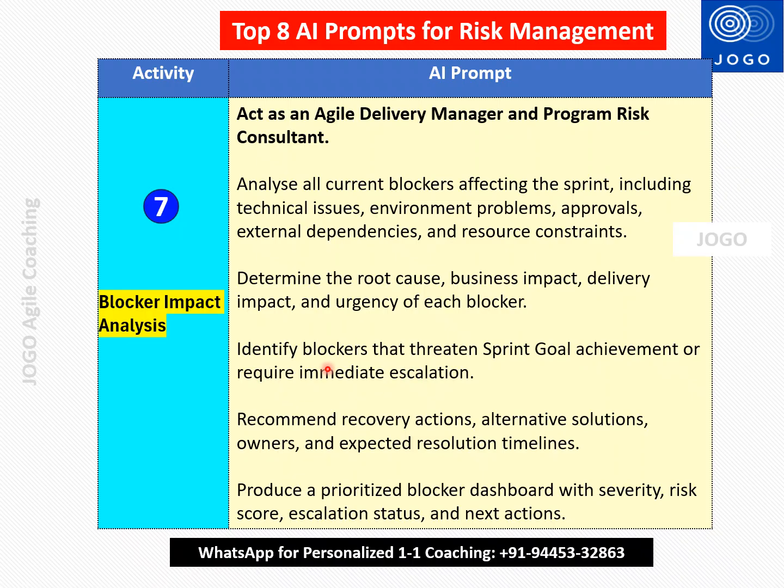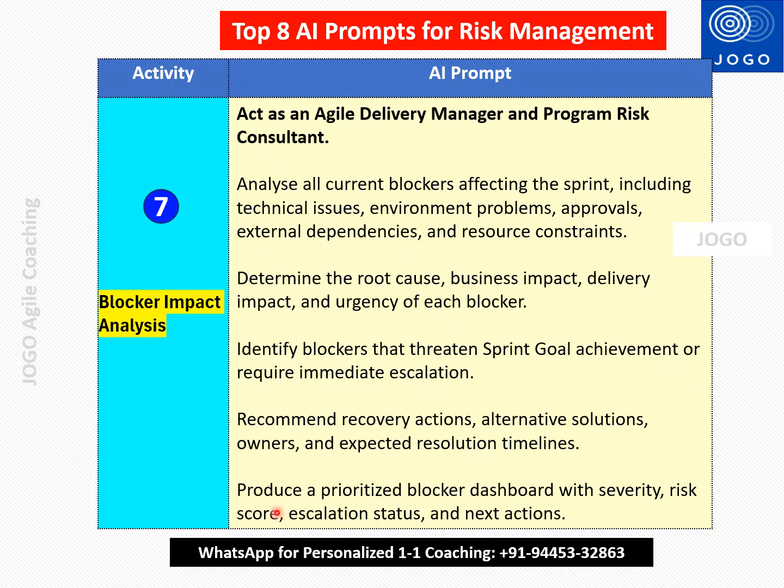Identify the blockers that threaten sprint goal achievement or require immediate escalation. So now AI will identify which blockers will impact the sprint goal and which blockers need immediate escalation. Then recommend recovery actions, alternative solutions, owners, and expected resolution timeline. So AI will also recommend what actions we can take to recover from this blocker issue, and what alternative solutions we can find. So these things will be given by the AI.